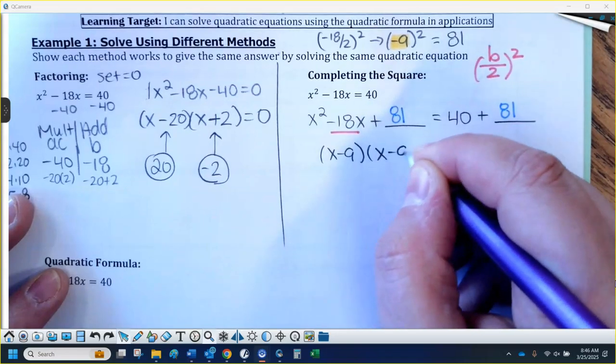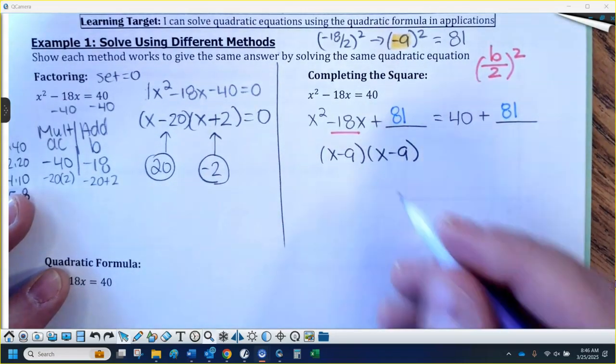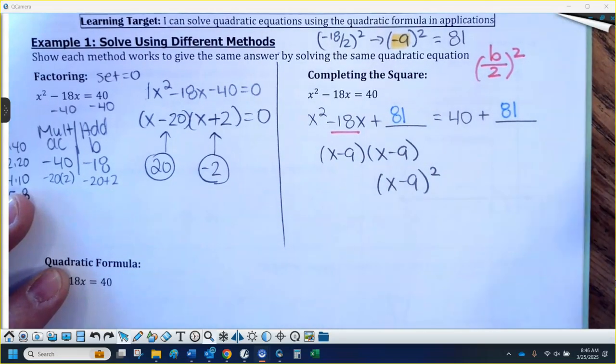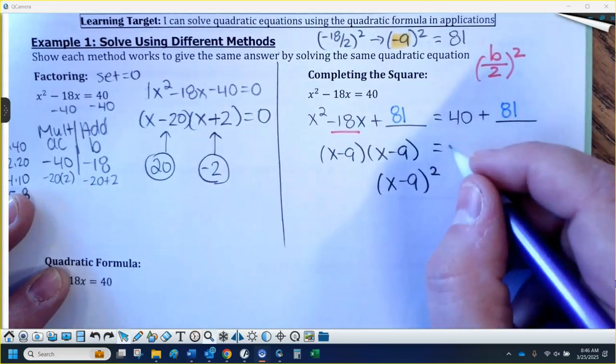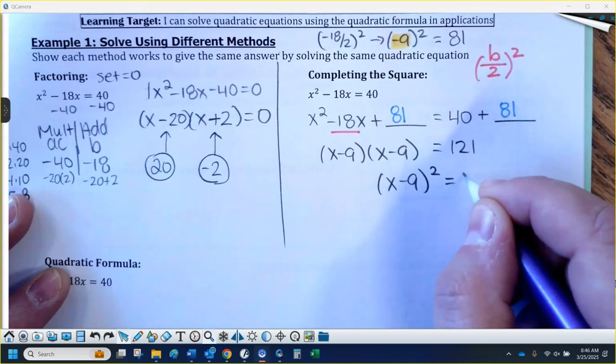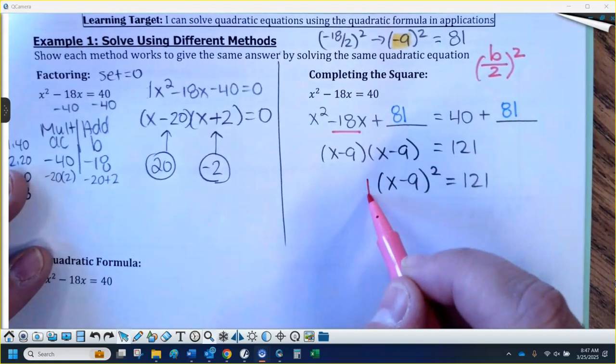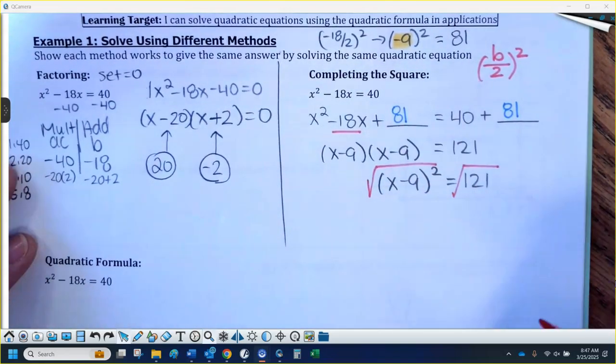If you want to skip this step, you can. Two factors would be exactly the same, but the whole point of doing that is so you can squish them together and square it. On the other side, you literally just add the 40 and the 81. That's going to give you 121. And the reason we want the two factors to be the same, so we can squish them together like that, is then I can cancel out the squared by taking the square root.